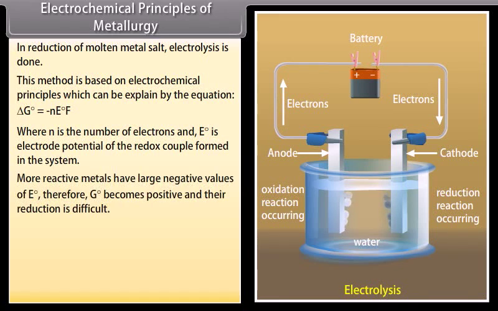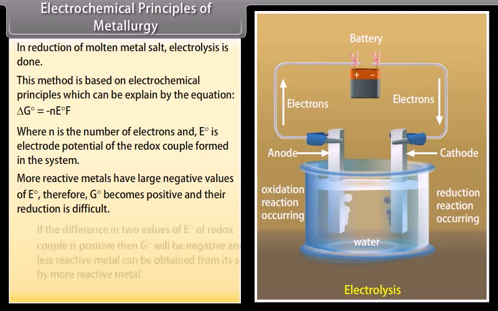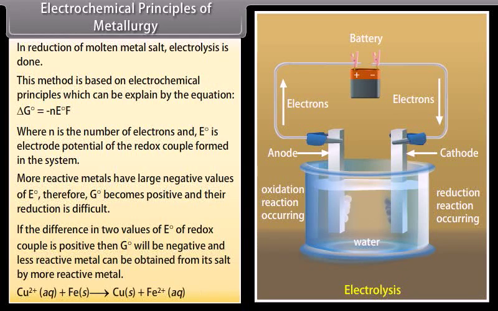More reactive metals have large negative values of E°, therefore ΔG° becomes positive and their reduction is difficult. If the difference in two values of E° of redox couple is positive, then ΔG° will be negative and less reactive metal can be obtained from its salt by more reactive metal.